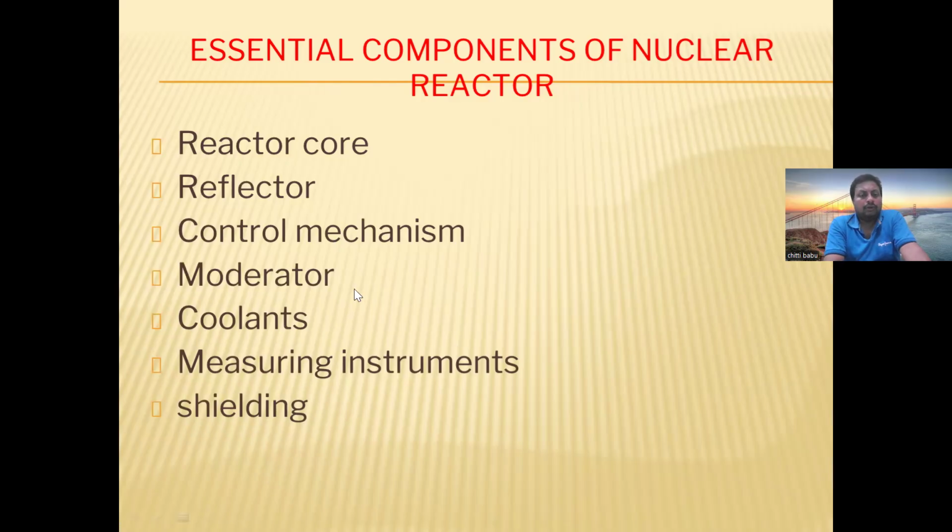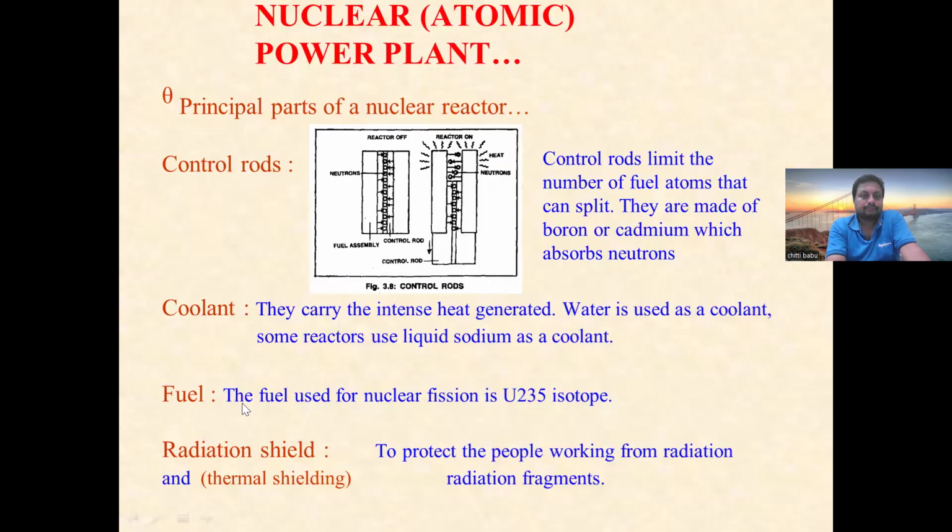Then the moderator acts as a speed breaker. I already told you the moderator acts as a speed breaker. Then coolants: a large amount of heat is generated and we need to cool it, so we are using coolants. And then radiation shielding, in order to protect against the radiation. So we need to use shielding. These are the important parts.